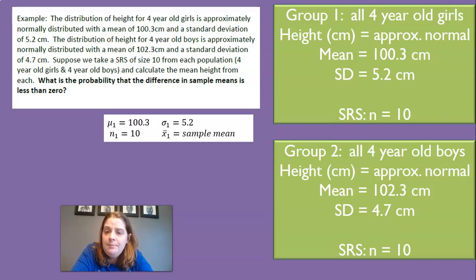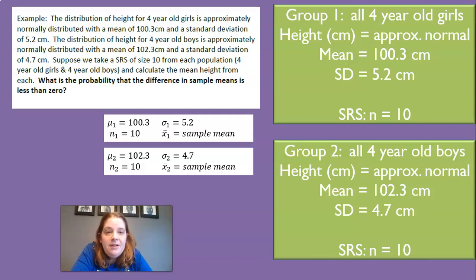All right, so symbolically, when we look at these, group 1, we want to label all these with the correct variable. So that mean is going to be a mu sub 1. That standard deviation is going to be a sigma sub 1 because those are for the population. That's for all the 4-year-old girls. Sample size is n1. And then when we talk about the sample mean from that sample, that's going to be an x bar 1. Okay, so just like with proportions when we work with two groups, we're going to use these subscripts to help us keep all the data appropriately defined.